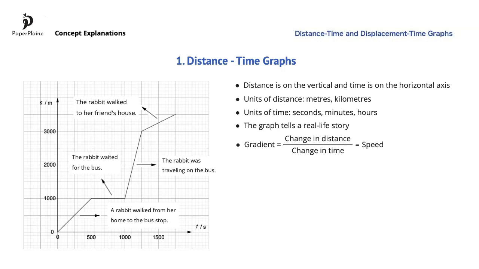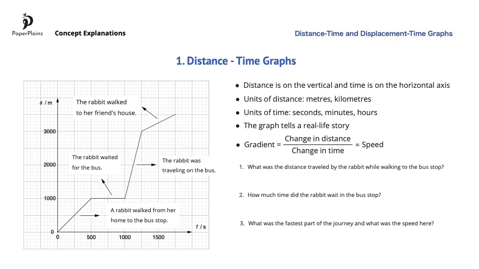Let's ask and answer a few questions about this graph. In the first question, we have to find the distance traveled by the rabbit while she was walking to the bus stop. It is represented by this segment. We can see the distance traveled on the vertical axis, which is 1000 meters. For question 2, this is the segment where the rabbit was waiting for the bus. Let's read the time from the horizontal axis. This gives us 500 seconds.